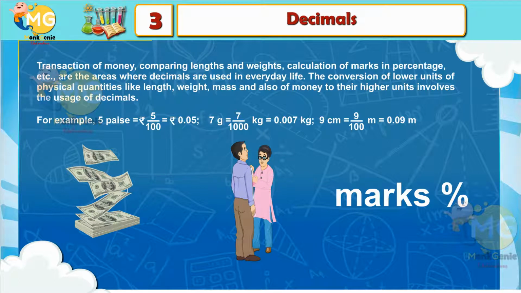For example, 5 paise is equal to rupee 5 upon 100 is equal to rupee 0.05. 7 gram is equal to 7 upon 1000 kg is equal to 0.007 kg. 9 centimeter is equal to 9 upon 100 meter is equal to 0.09 meter.